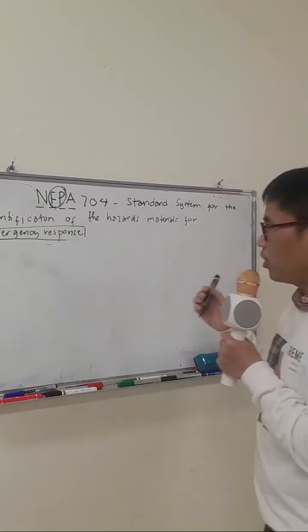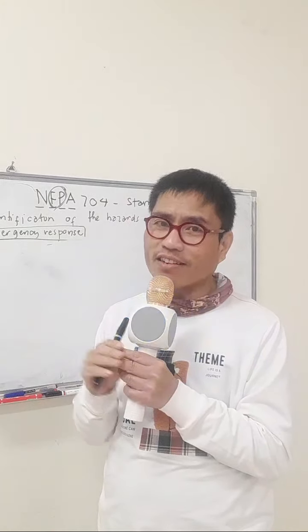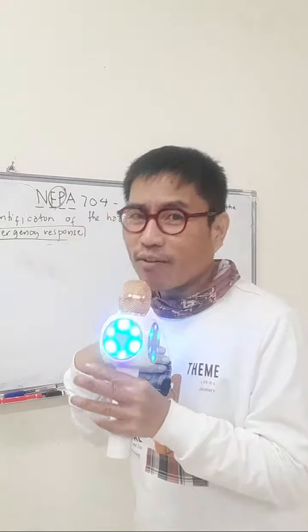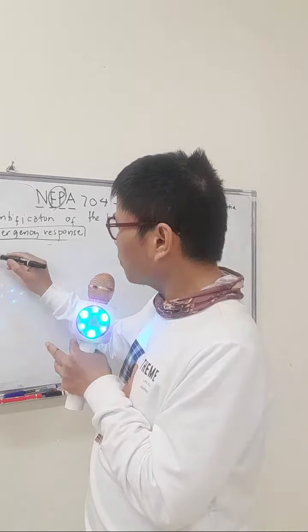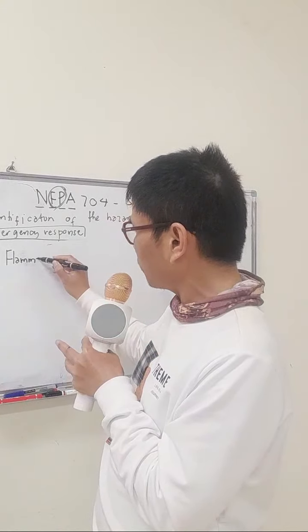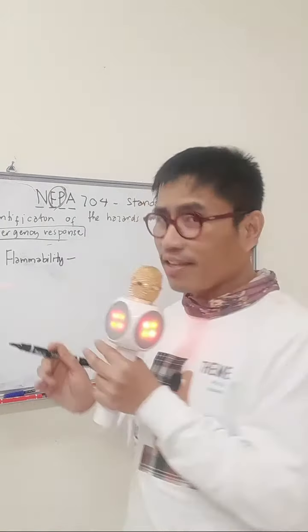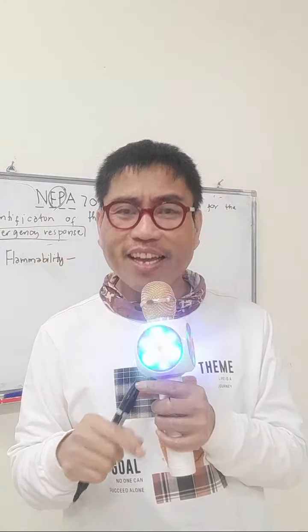So we will start with fire hazards. It depends on you what to start with, but I like to start with fire hazards. So, fire hazards or flammability. Before doing this, we need to define first what flammability is all about. It is the ability of the substance to be ignited and to catch fire. Something like that. That's flammability.